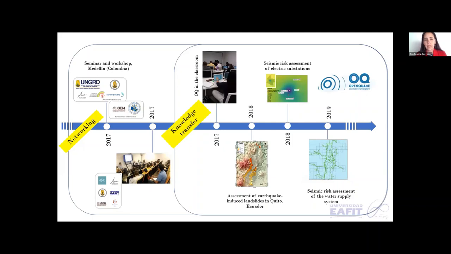After the training and all the things that I had done before, I realized that I had the knowledge and that I should transfer it. So from 2017 to now, OpenQuake and seismic risk assessment are being used in the classroom. Graduate and undergraduate students at EAFIT University use OpenQuake to perform risk analysis. Many graduate students have been using OpenQuake for their master or doctoral thesis, many of them on the seismic risk assessment of buildings, but some have used it for other types of infrastructure, like electric substations and water supply systems, and we even used it for the assessment of earthquake-induced landslides in Quito, Ecuador.